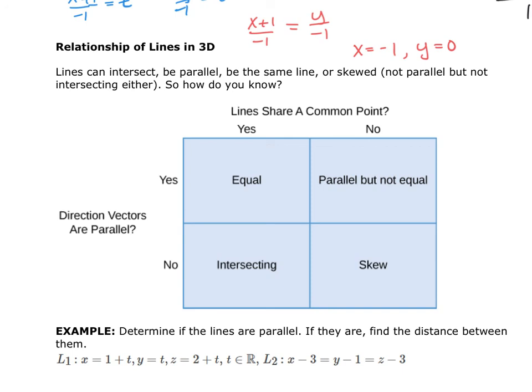How do we decide? Well, we look at the direction vectors, and we also look to see if they share a common point. If their direction vectors are parallel and they share a common point, they are the exact same line. If their direction vectors are parallel and they don't share a common point, then they're parallel but not equal. If their direction vectors are not parallel and they share a common point, then they're intersecting. If their direction vectors are not parallel and they don't have a common point, then they're skewed.